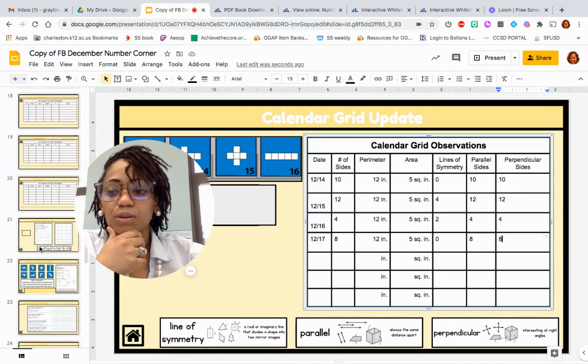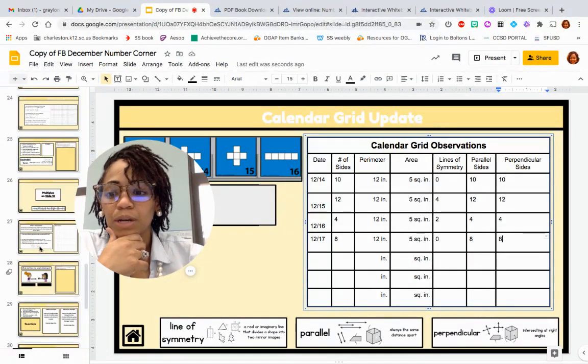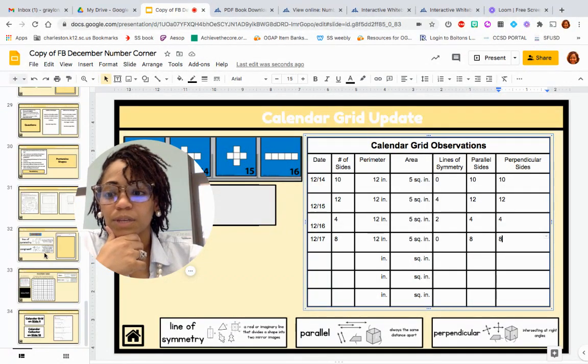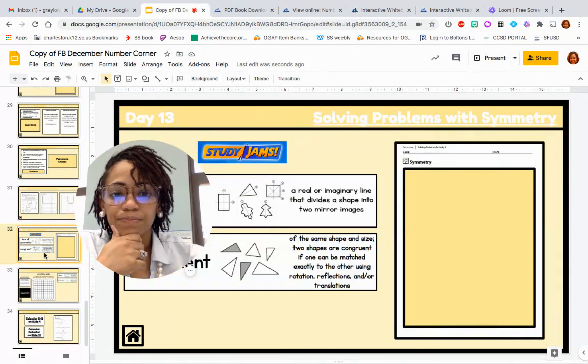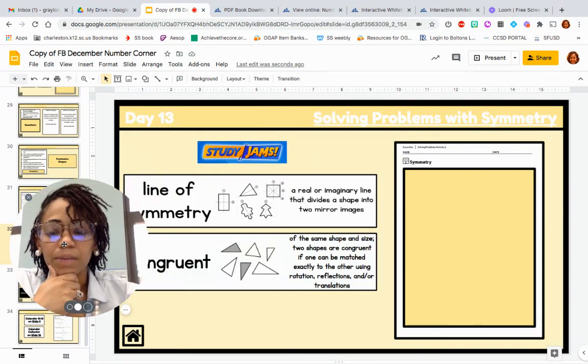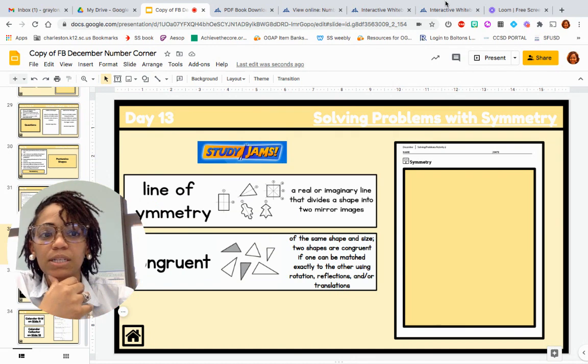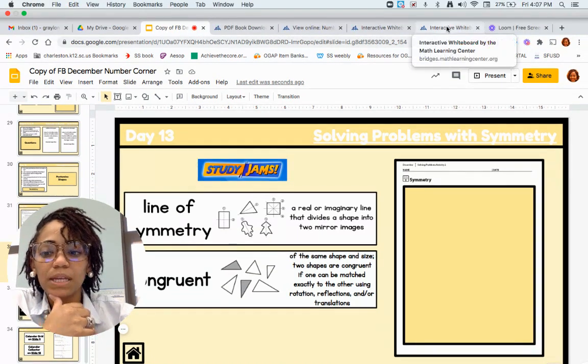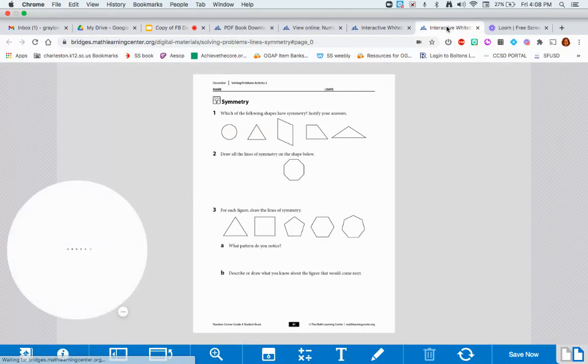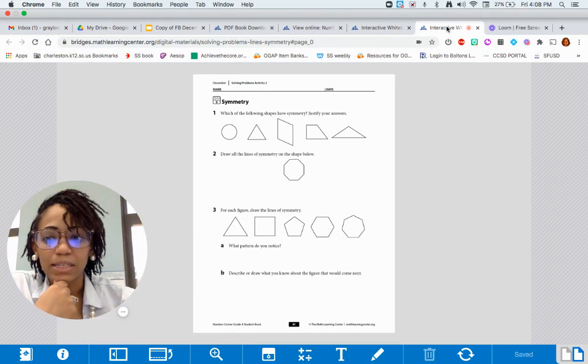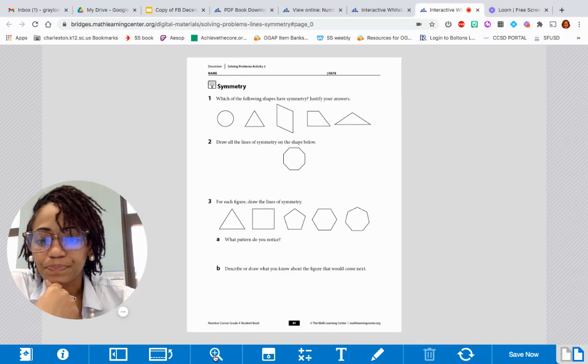Okay, so you may want to go ahead and pull out your Number Corner journal and open it up. I believe it's page 41. It should look something like this. It should say symmetry at the top. Okay, I think it's page 41.